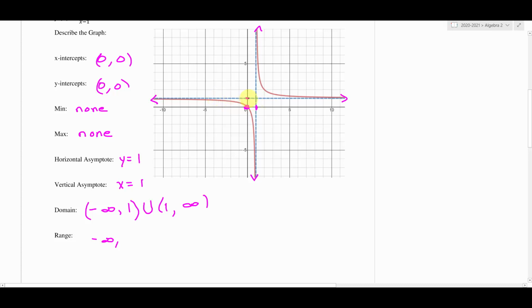And that vertical asymptote is at 1. So we're going to go from negative infinity all the way up to 1. I can't get to either one. And then I'm going to hop over to the other curve. So now I'm over here.